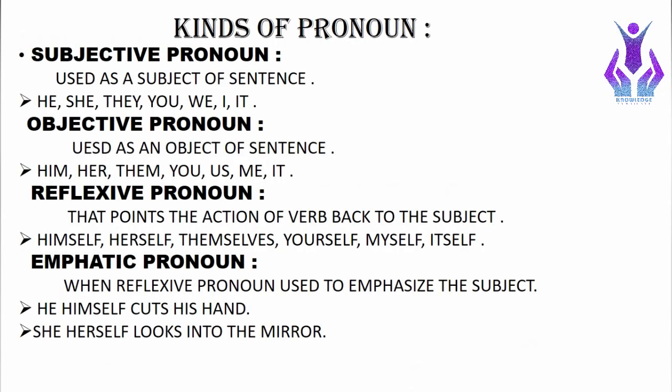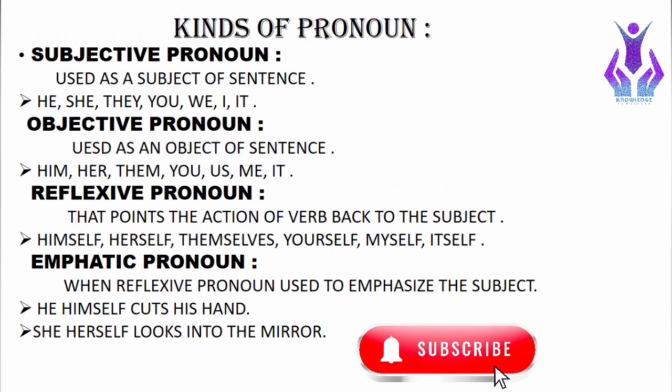Starting from the subjective pronoun. When a pronoun is used as the subject of a sentence, it is called a subjective pronoun. For example, he, she, they, you, we, I, it. The next is objective pronoun. When a pronoun is used as the object of a sentence, for example, him, her, them, you, us, me, and it. The next is reflexive pronoun.